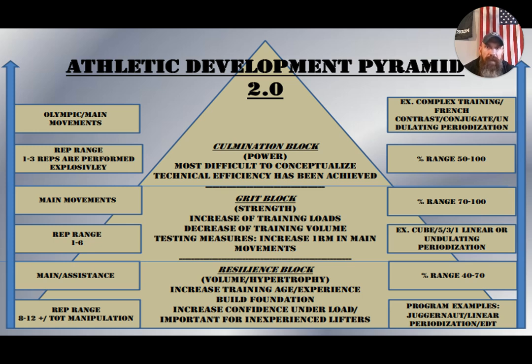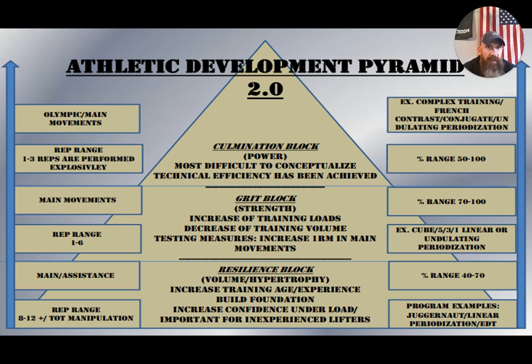And then the culmination block is more of your power. So the most difficult to conceptualize, technical efficiency has been achieved because you've done your resilience work, you've done your grit work, and now you're ready to put it all together in your power block. This could be a time where you're implementing some Olympic movements. You can also apply this to your main movements as well. So as you can see, the rep ranges are 1 to 3 reps performed explosively. And then examples of programs would be complex training or French contrast training, conjugate style periodization, undulating periodization, all things that can fall into that culmination block.